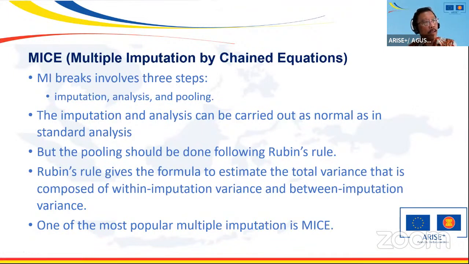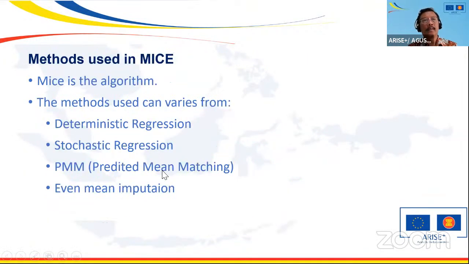You'll see the result of this kind of algorithm. If we use the regression, it will be a straight line. But if we use the PMM, it will go anywhere it can be, but not in a straight line. So it may represent the situation better. Okay, so MICE is just an algorithm. It can be used with any method of imputation.